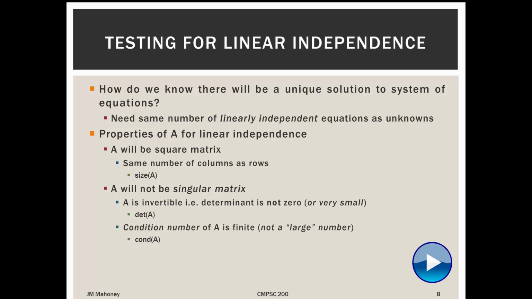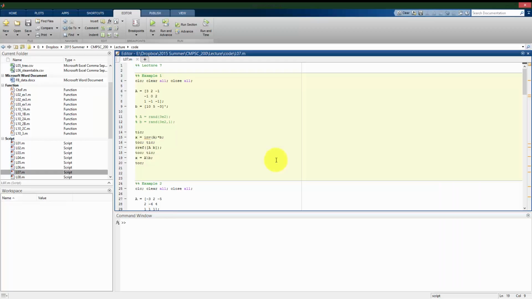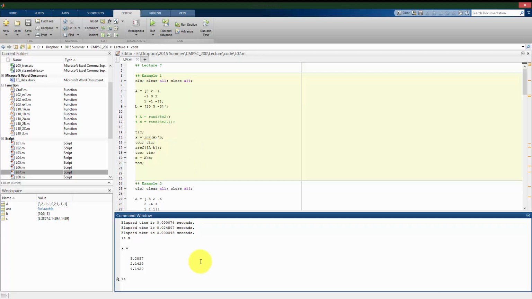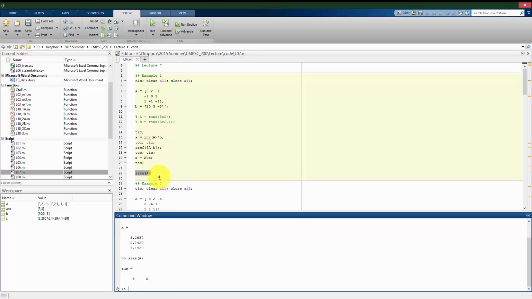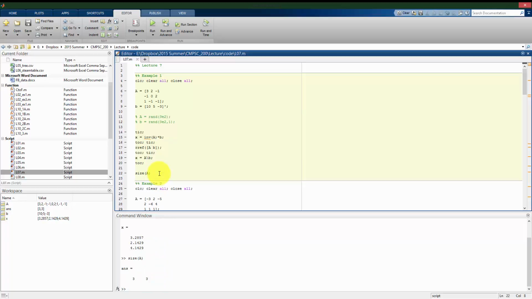So let's go back to ones we know are linearly independent, the previous two examples, and test some of these features to see that A is not singular and is square. Going back to example 1, remember we got this value of x that was unique. We got the same answer all these different ways. So we can look back at that A matrix and see that it does satisfy these requirements. When we find the size of A, we see it has 3 rows by 3 columns, which we knew beforehand, but we know that A is a square matrix.